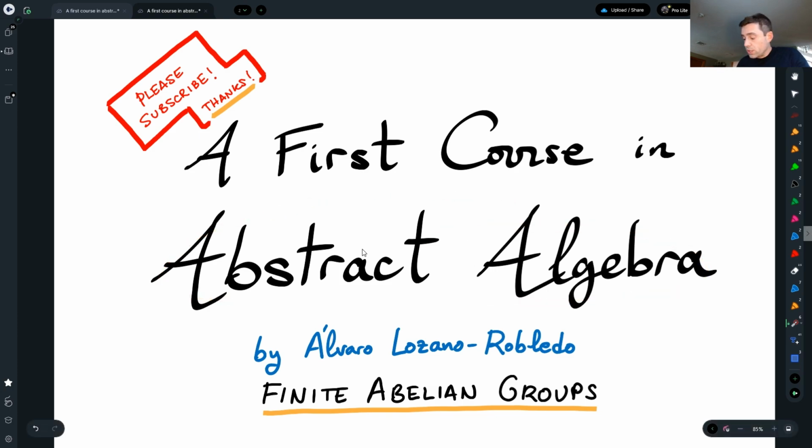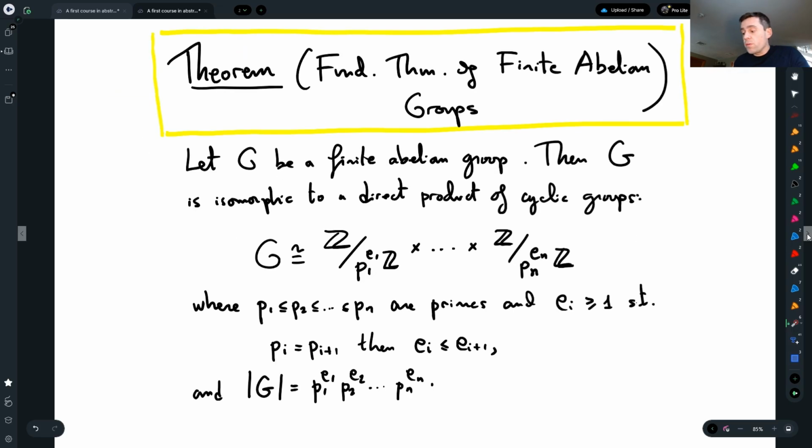Today we're going to be talking about finite abelian groups, and in particular we're going to finish the proof of the fundamental theorem of finite abelian groups, which gives us a classification of finite abelian groups up to isomorphism. It says that a finite abelian group is the direct product of cyclic groups of prime power order.